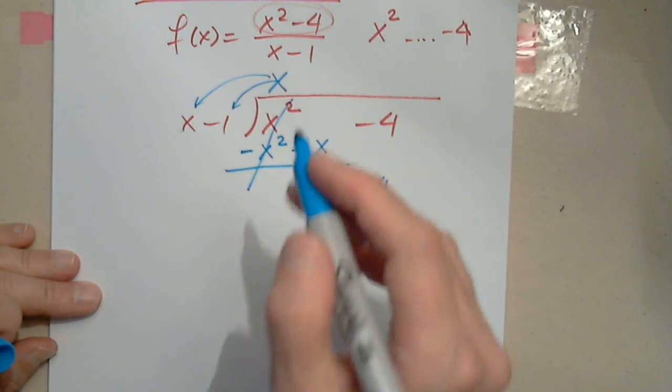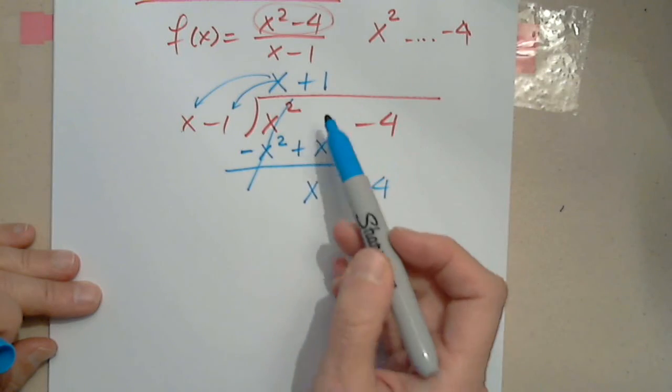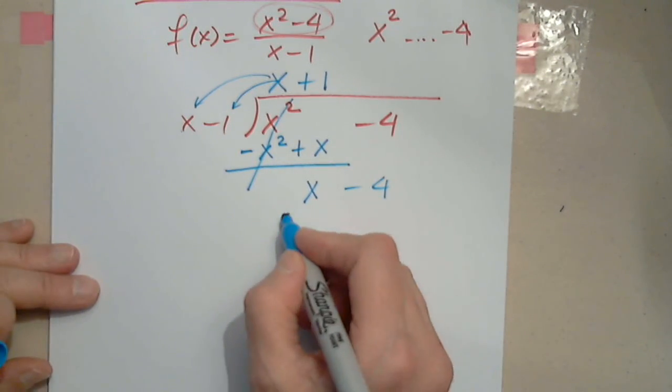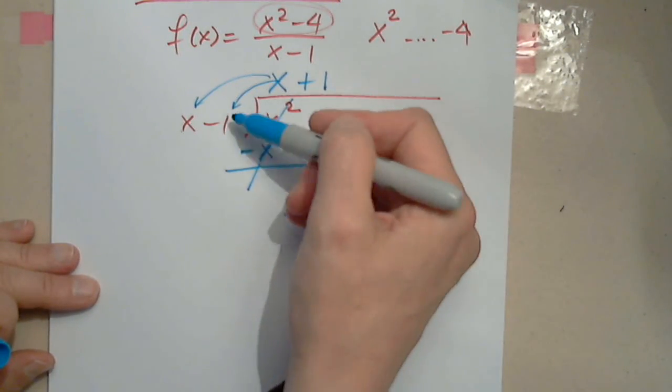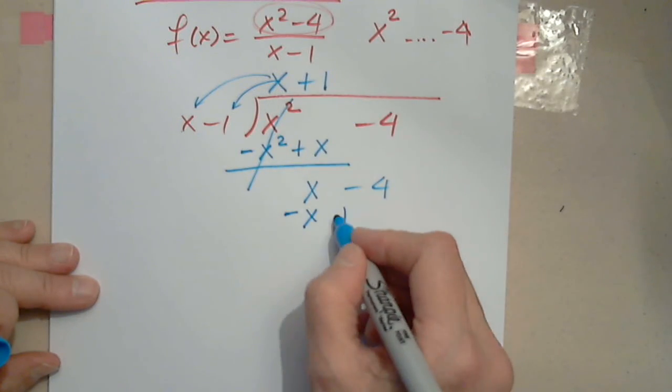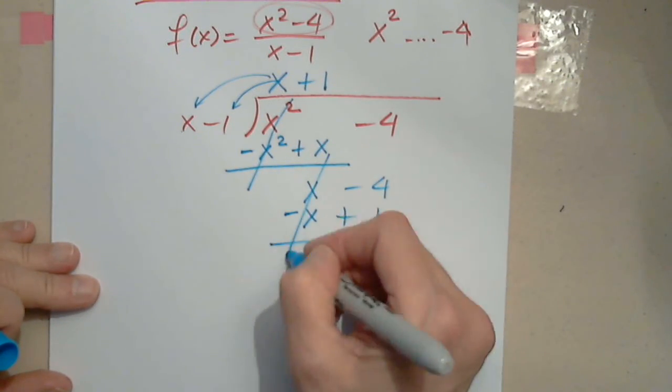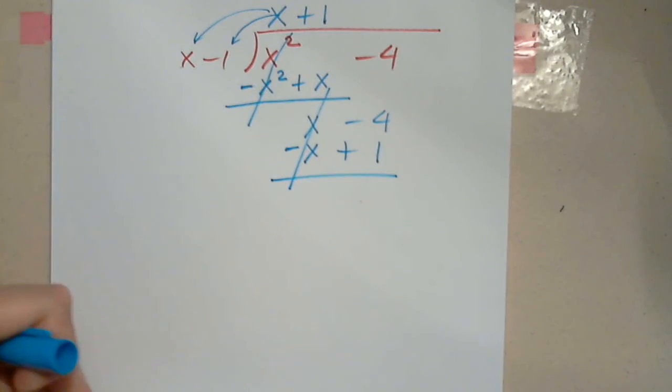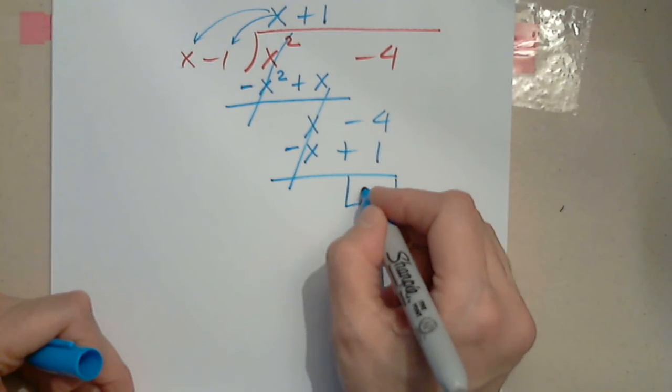X times what is x? Positive 1. I distribute. 1 times x is x. I change the sign. And 1 times negative 1 is negative 1, and I change the sign. So I box in the remainder.